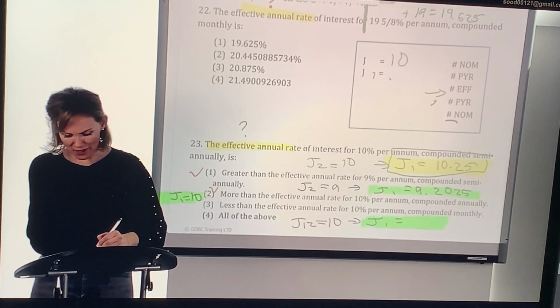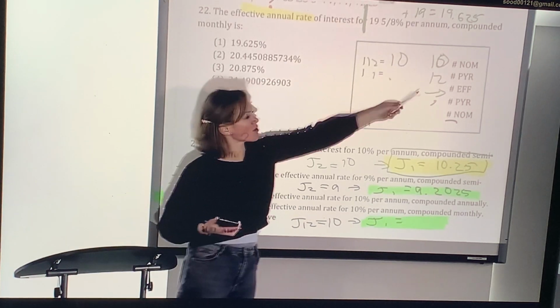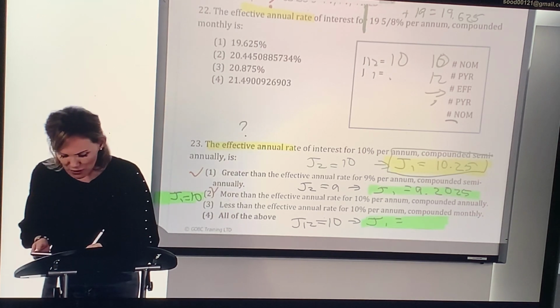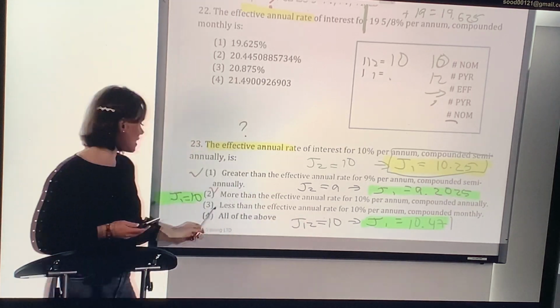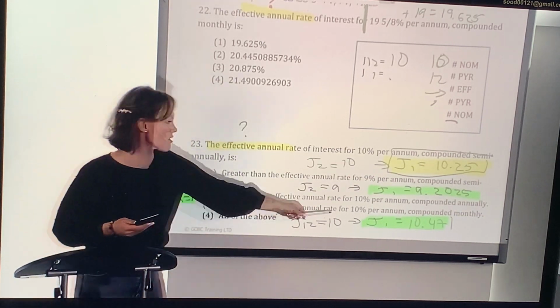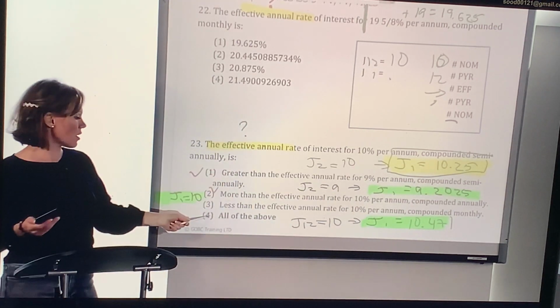As usual, I'll take it as J12, like that. So I'm going to take 10 shift norm, 12 shift PYR shift effective. I'll do that right now. So 10 shift norm, 12 shift PYR shift effective, and mine comes up to 10.471, right? So that's what I got in here. And they say that this J1 equals 10.25. It's less than this. And it's true because it's lower than that. So 10.47 would be higher than that. For that reason, all of the above are true statements.